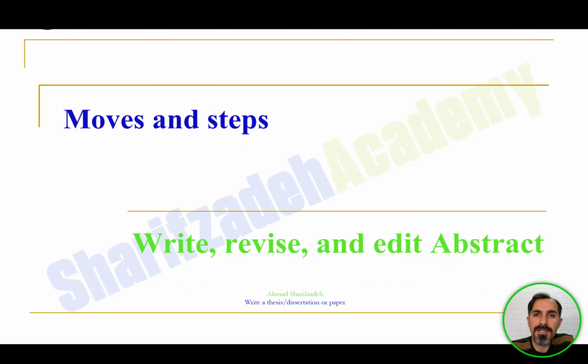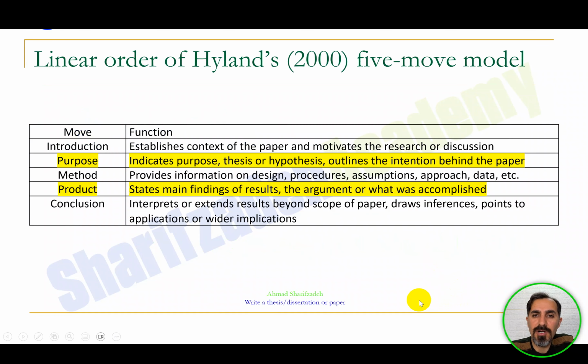If you want to write an acceptable abstract, you'd better follow some models, one of which is offered by Hyland in 2000. He believes that if you want to write an acceptable abstract, you should include five sections, which he called five moves. You have to include introduction at first, then purpose, which is your aim of the study, then methodology, methods and materials, and then product, the results of your research, and at the end, you should include a conclusion.